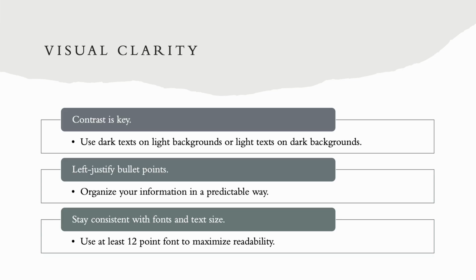One of the key characteristics of a solid PowerPoint presentation is visual clarity. Visual clarity refers to the readability of the slides, how easy it is for your audience to read and understand what they see. To help with visual clarity, make sure that there is contrast on your slides. Use either dark text on light backgrounds or light text on dark backgrounds. When you're using bullet points, be sure to left justify bullets to keep the organization of your slides simple and predictable for the audience to follow.